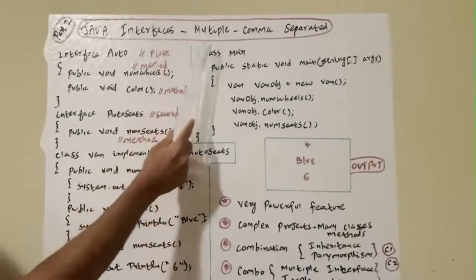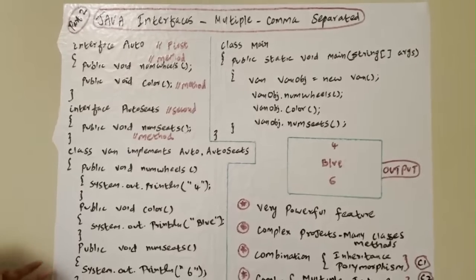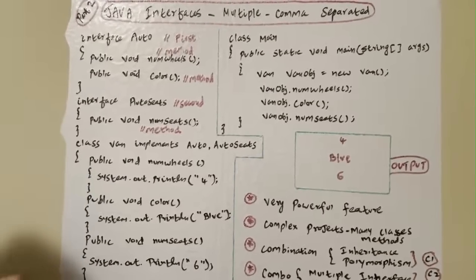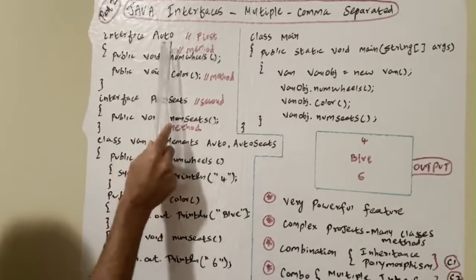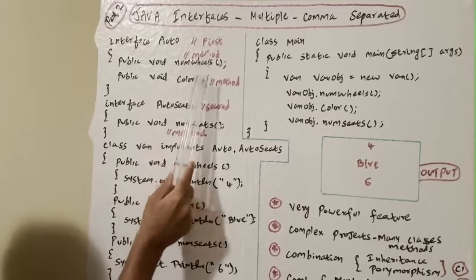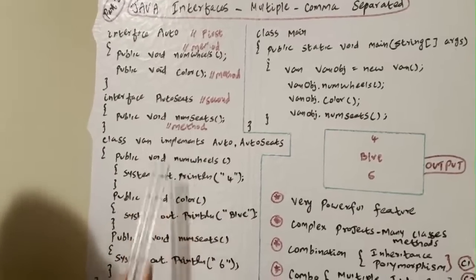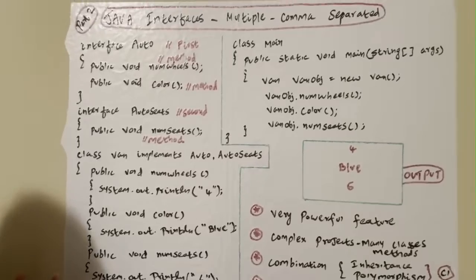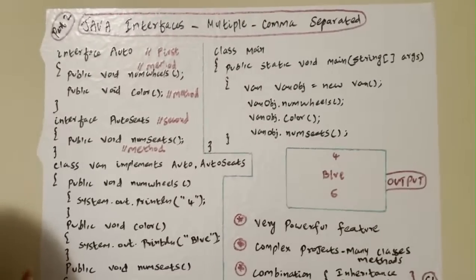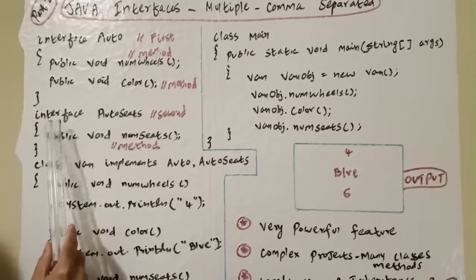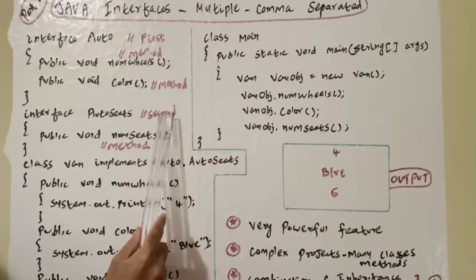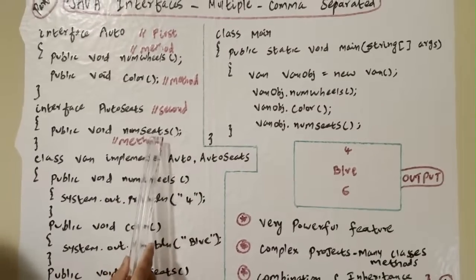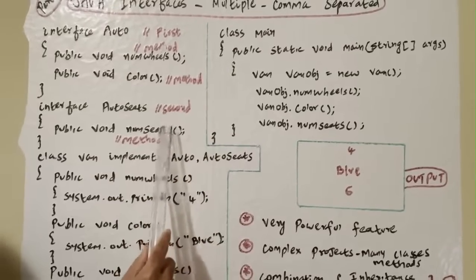Let's move on to this slide. This is part 2 of the Java interface. Multiple inheritances are comma separated. Previously we had only one inheritance, one class. Here we have two. Interface Auto, first interface, has the same methods, number of wheels and color. Here we have how many seats there are in the auto. Can a family travel or only a couple, can kids travel. Interface AutoSeats, second interface, has number of seats, that's a method. So here we have two methods, and here we have one method.